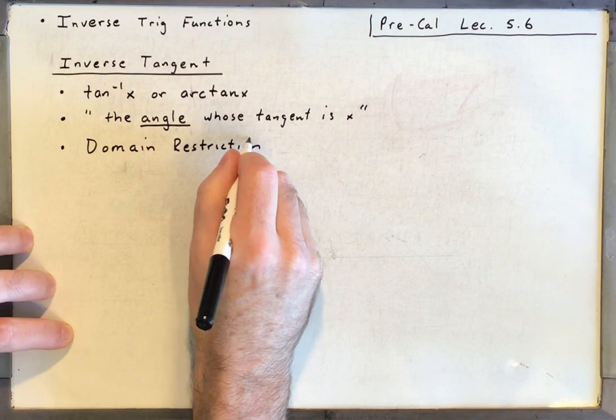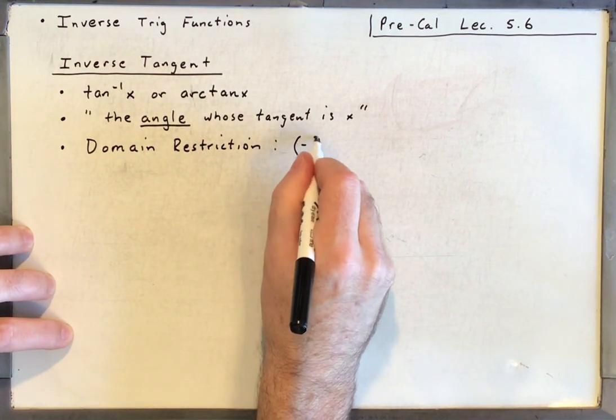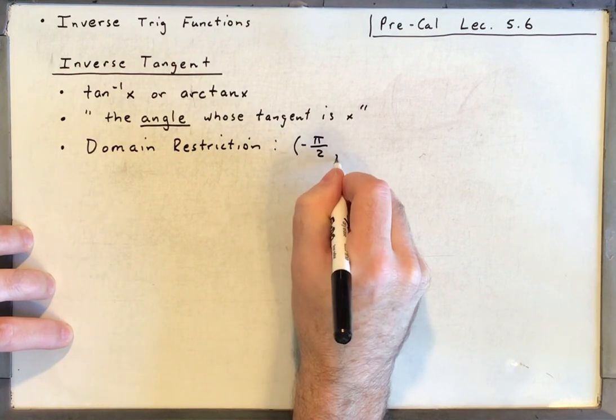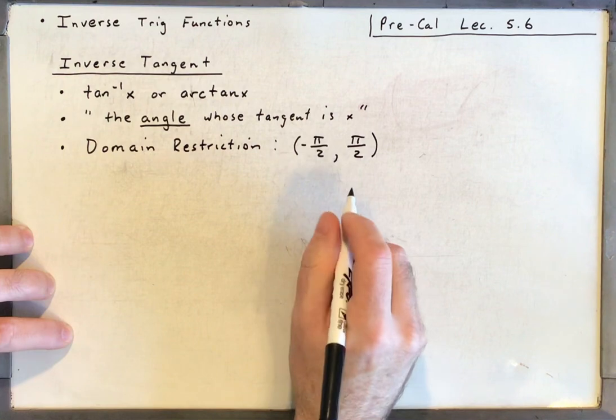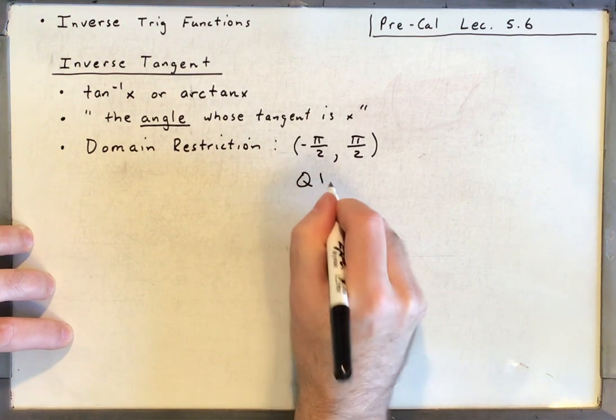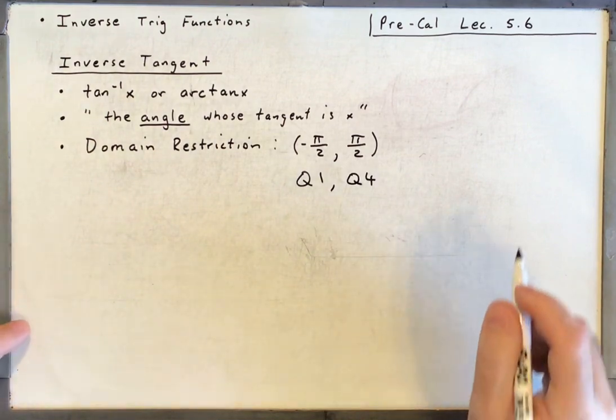All right, so it's good that it's the same as sine. That helps to memorize it. It's negative pi over 2 to pi over 2. You can't give any answers outside that restriction. Again, quadrant 1 and quadrant 4 are the only places you can give answers.